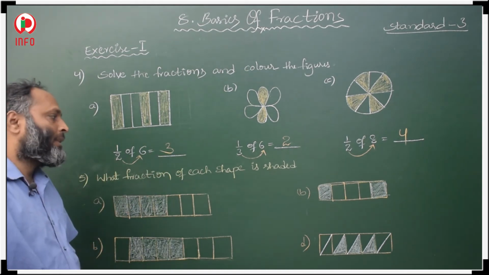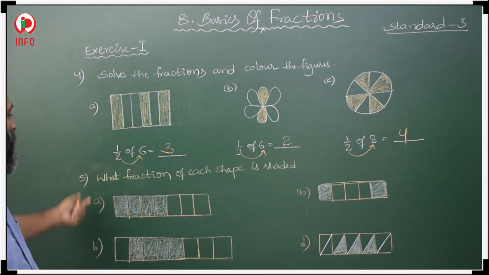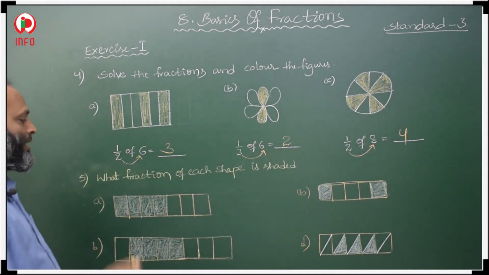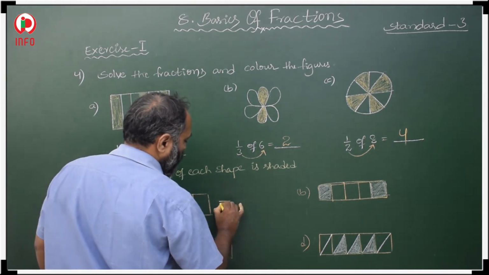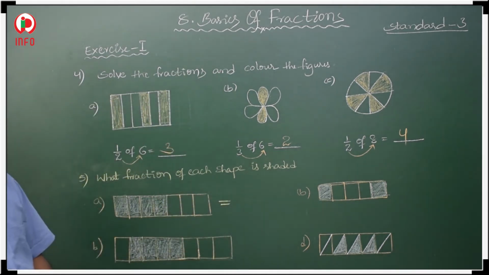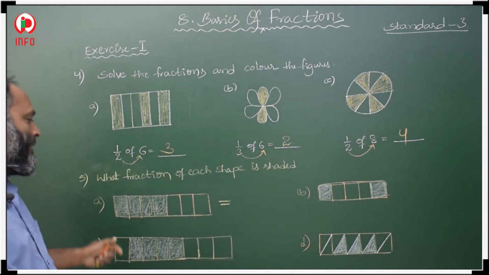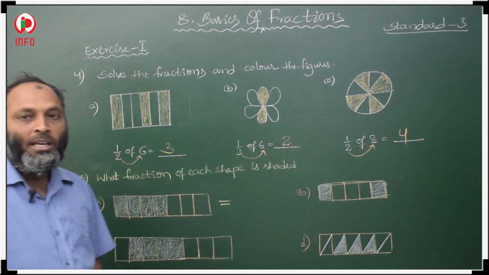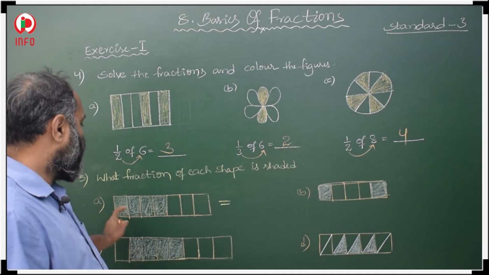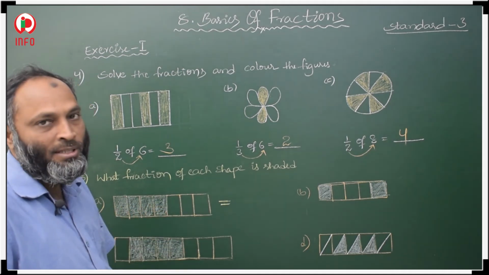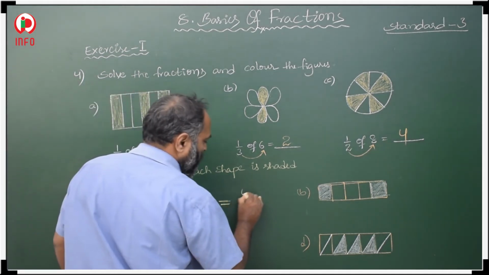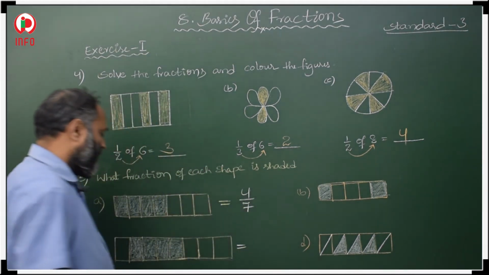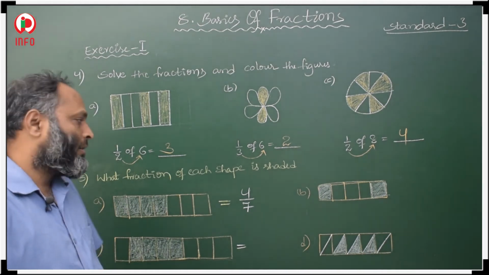Okay. Now next question, what fraction of each shape is shaded? Shaded fraction we have to write. So here first we have to count the equal parts. How many equal parts are there? 1 2 3 4 5 6 7. In these 7 equal parts, 1 2 3 4, 4 parts are shaded. That means 4/7.